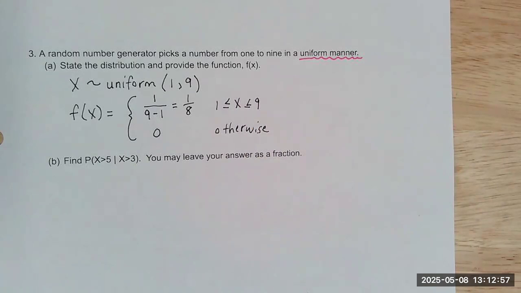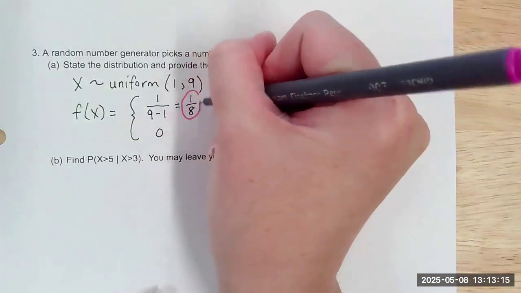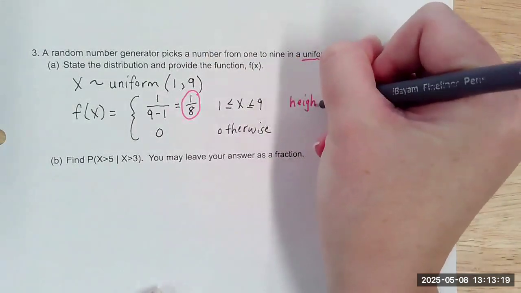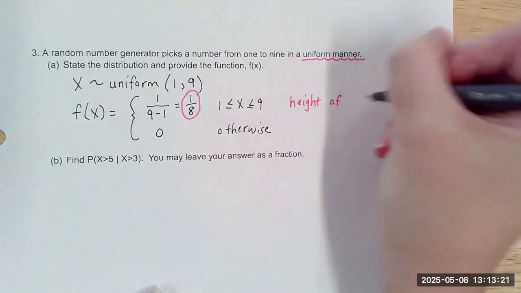When we're doing uniform distribution problems, what's the shape that the graph always is? It's a rectangle. So when we just did that 1/8 right there, what is the 1/8 on the rectangle? It's the height. This 1/8 right here is the height of the rectangle.